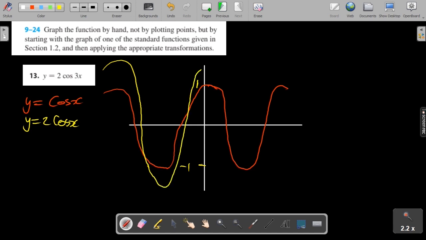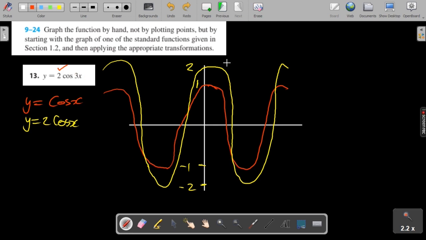Well, my sketch is not precise, but you just have to understand that we're now at 2 and minus 2. So the amplitude has actually been increased, or we have stretched the graph vertically by a factor of 2. So that's the one transformation we've dealt with in that. Let's deal with this one.